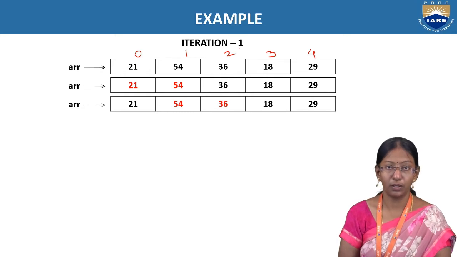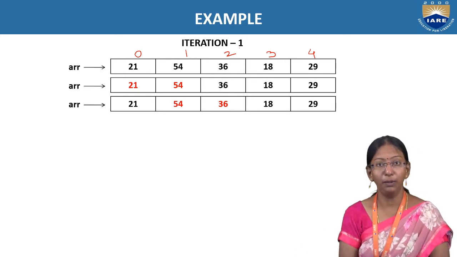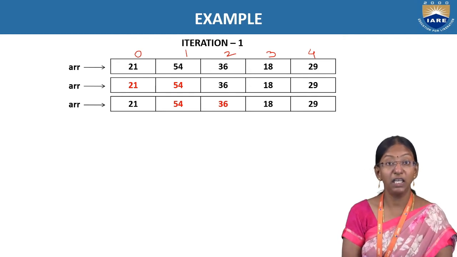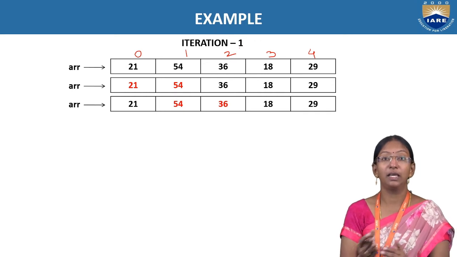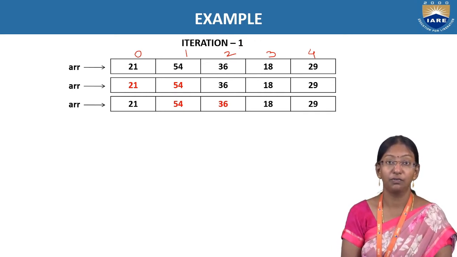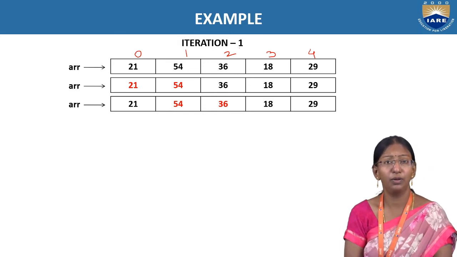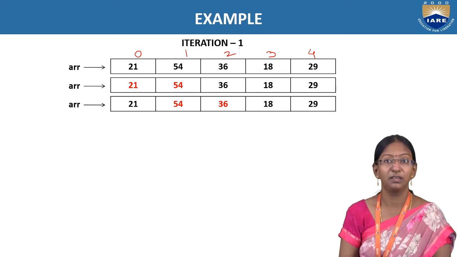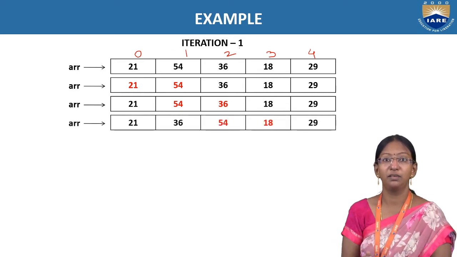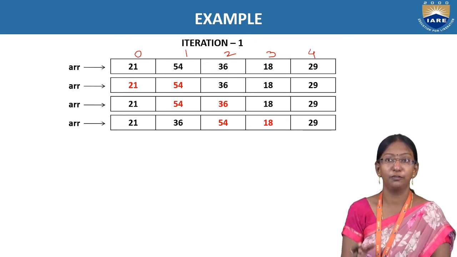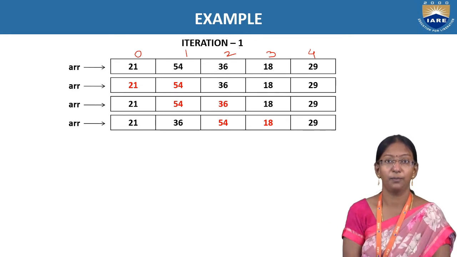Right? Index value 1. So the adjacent element to that will be at index 2. Compare these two. Is 54 greater than 36? Get the relation between 54 and 36. 54 is greater than 36. What do you mean by that? Do we need to swap these two or not? So swap 36 and 54. This will be the resultant list: 21, 36, 54, 18 and 29.